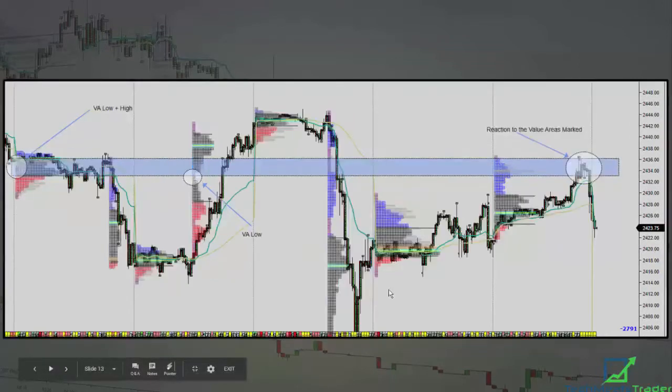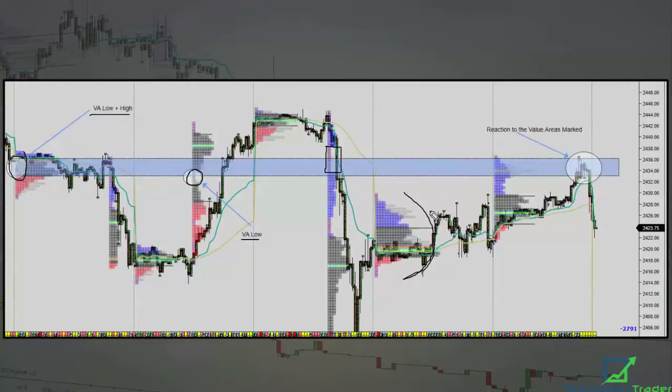Let's see what happens in the example to come. So you can see, looking at price action, this is where we had the value area low. Here's where we had the value area high and the value area low. Here's where we have rejection. Here's where we have attraction.